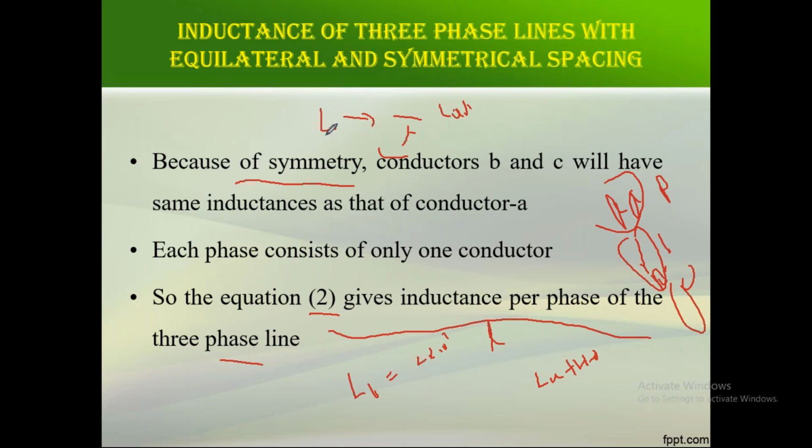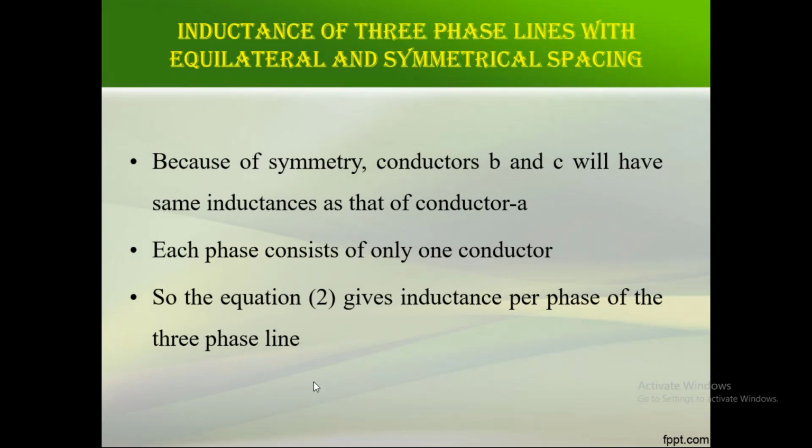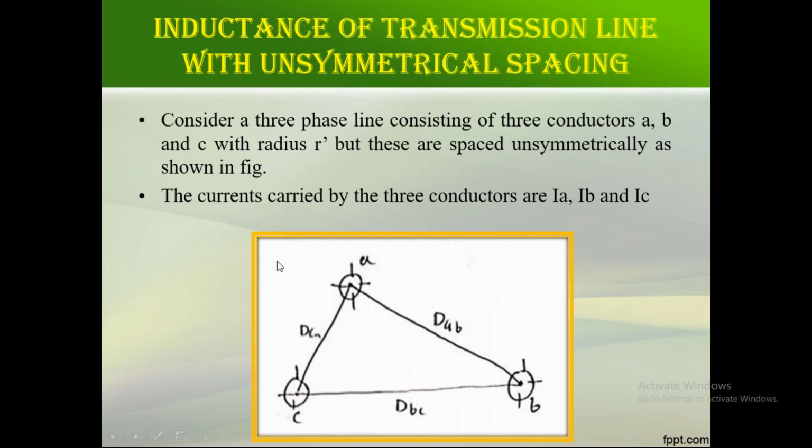Now we go for the second topic, that is inductance of a three-phase line with unsymmetrical spacing. Unsymmetrical spacing means the distance among the conductors is not equal. So I simply say that it is an unbalanced condition, right? This is the structure of conductors when the spacing is unequal. It means that the distance among the conductors is not equal.